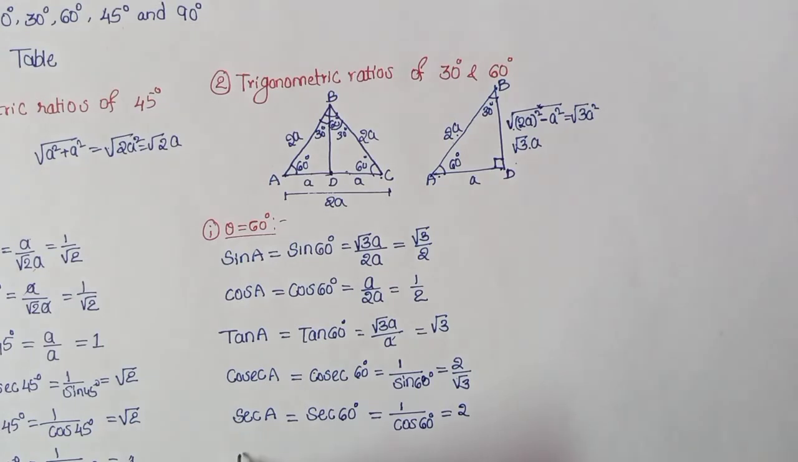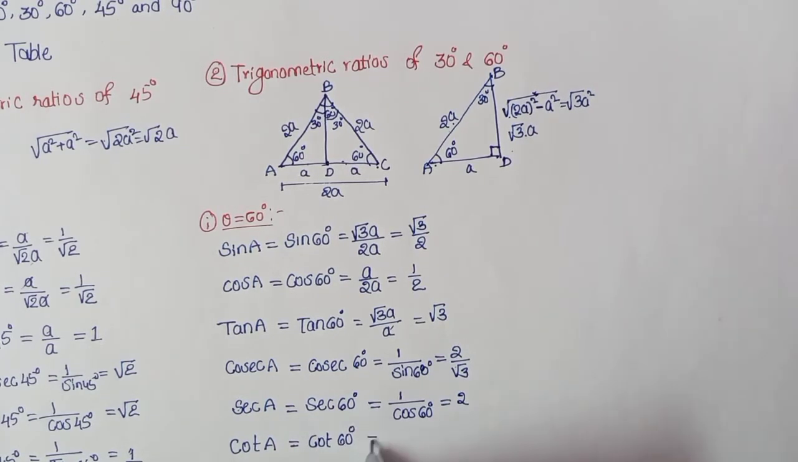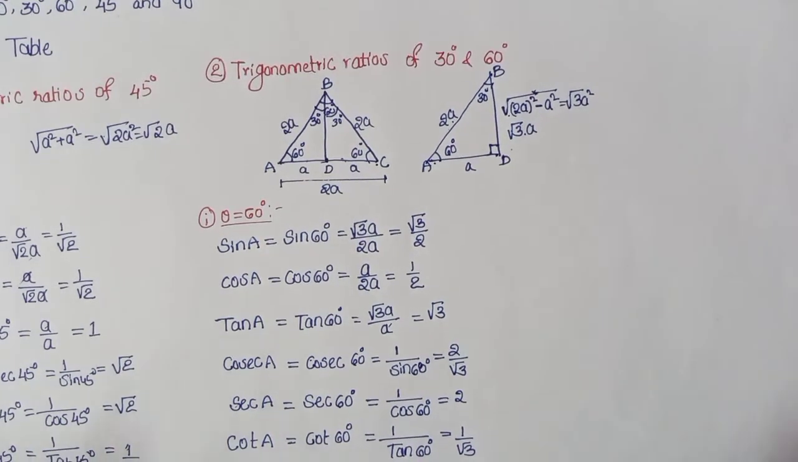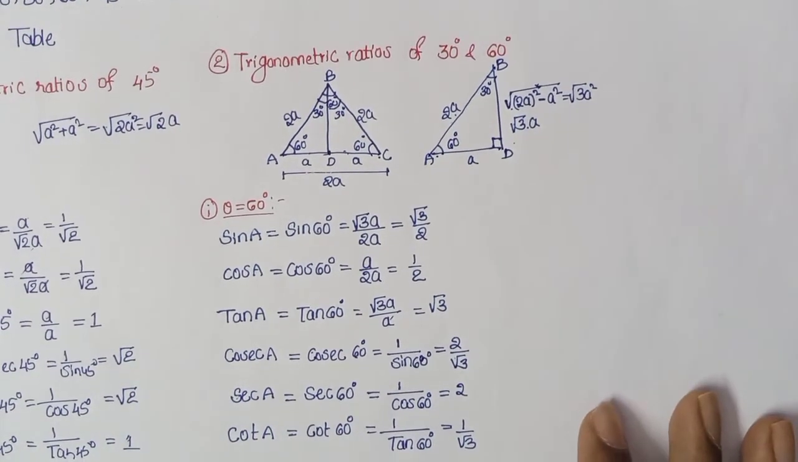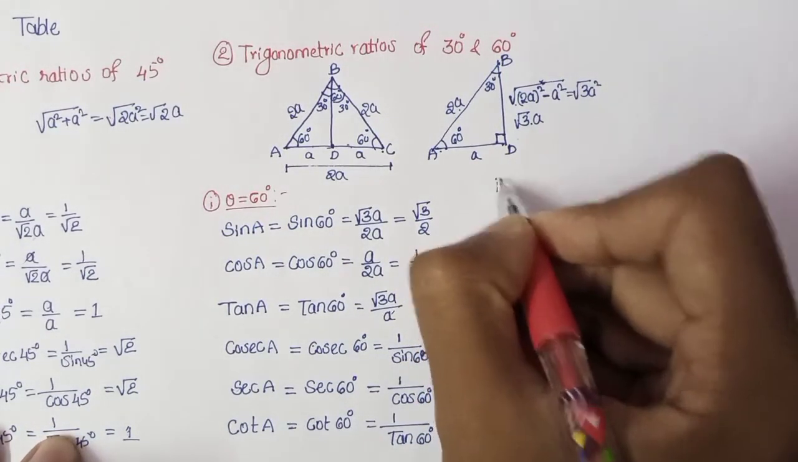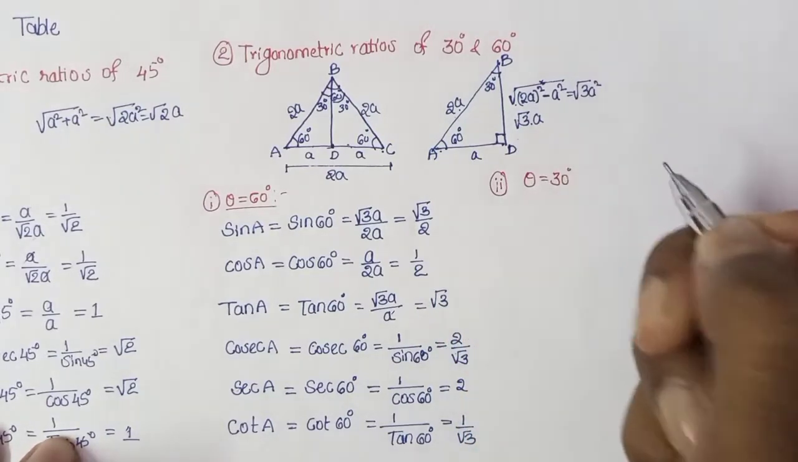Next, cot. Cot A is equal to cot 60 degrees, which is equal to 1 by tan 60, which is 1 by root 3. This is for theta equal to 60 degrees. In this we can find for theta equal to 30 degrees also.